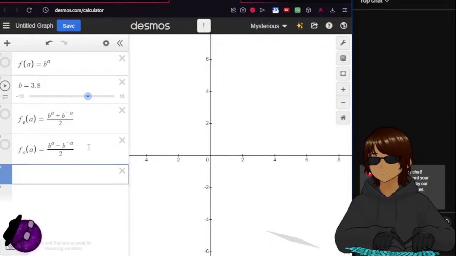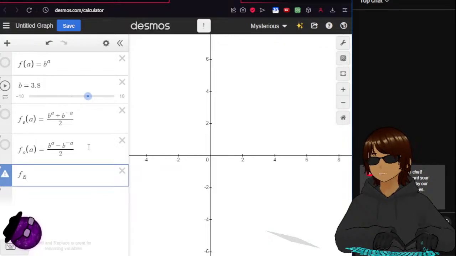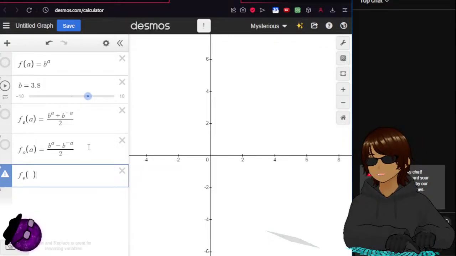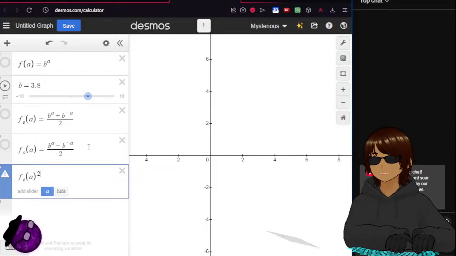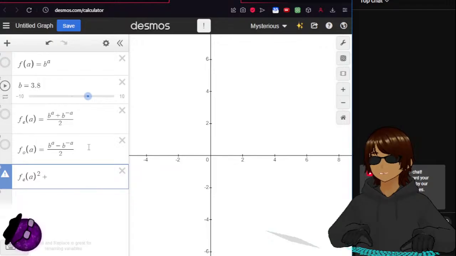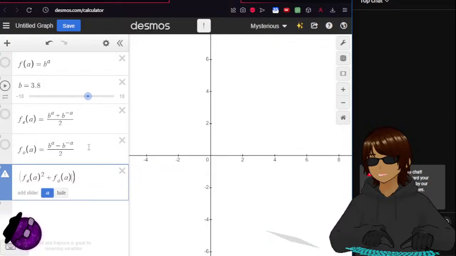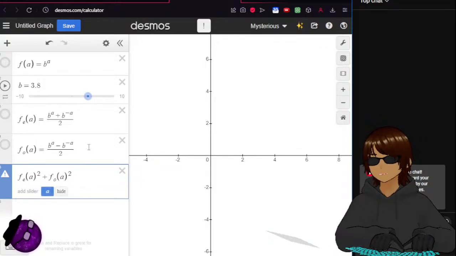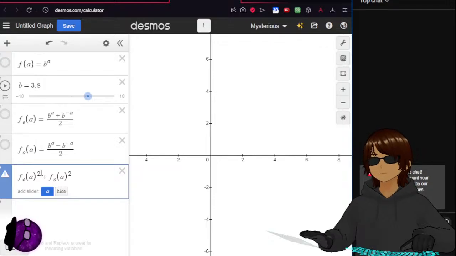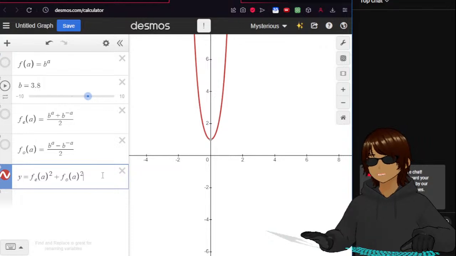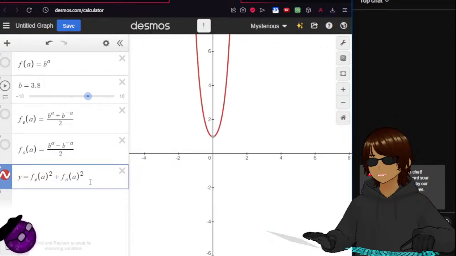Now f even of a squared plus f odd of a squared. Now this is a parametric equation, but I did not add a slider for a. Now wait.